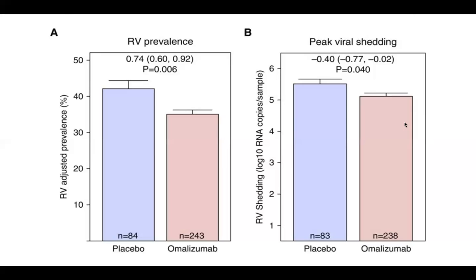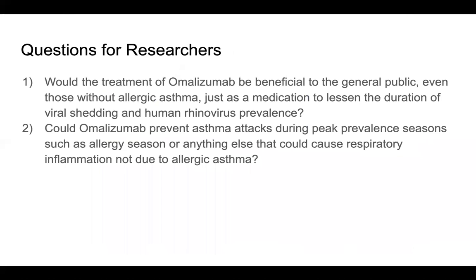All right, and then finally, the questions I would have for the researchers who did this study would be, would the treatment of omalizumab be beneficial for the general public, even those without allergic asthma, just as a medication to lessen the duration of viral shedding and human rhinovirus prevalence? If just anyone was treated with this, would we not have as severe symptoms of the cold, maybe not have symptoms at all, and maybe it would just get rid of it? I'm not really sure what that would be. And I guess that would be my question.